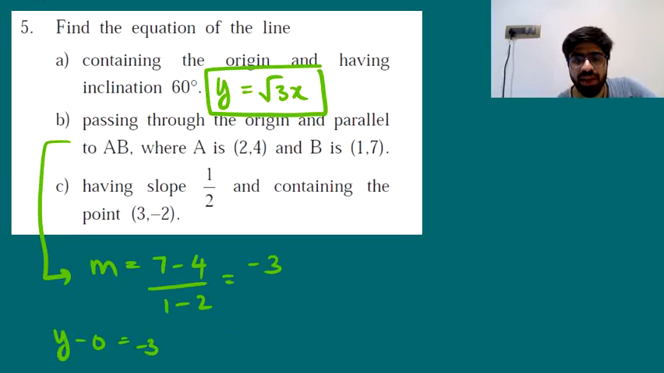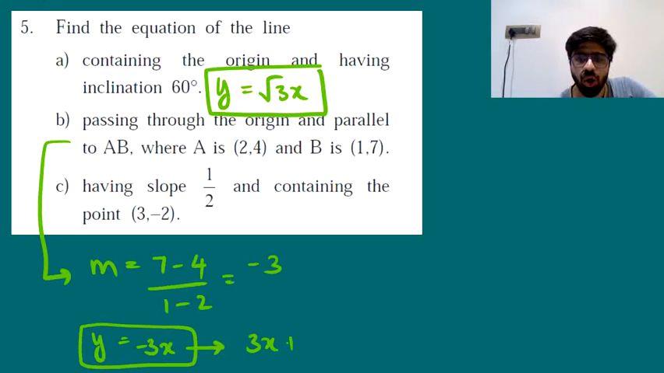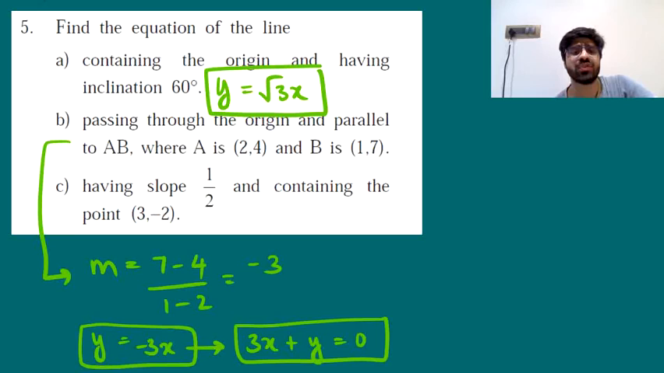X minus 0 will be x, so on the right hand side we have minus 3x. Y minus 0 will be y. So the equation of required line is y equal to minus 3x. Or you can bring that 3x on the left and say that the equation is 3x plus y equal to 0. That's the equation of your required line for part B. In a similar way, you can try answering question number C.